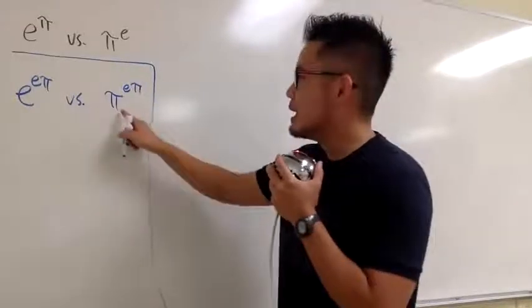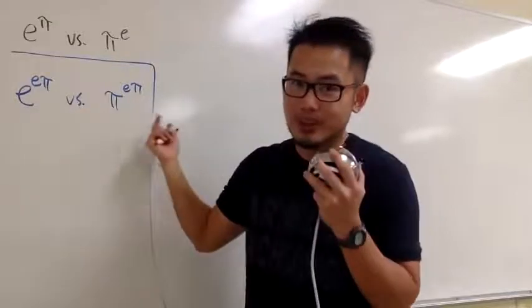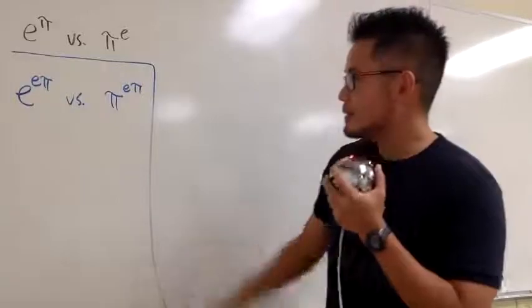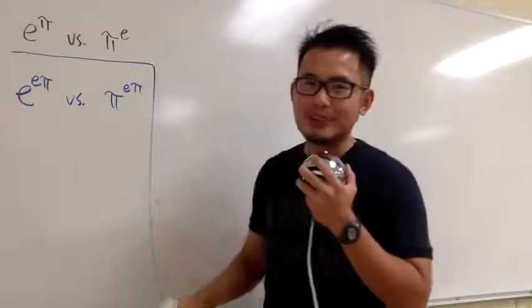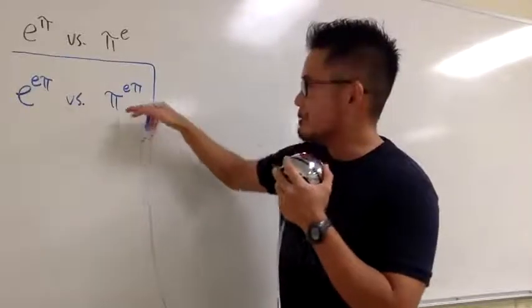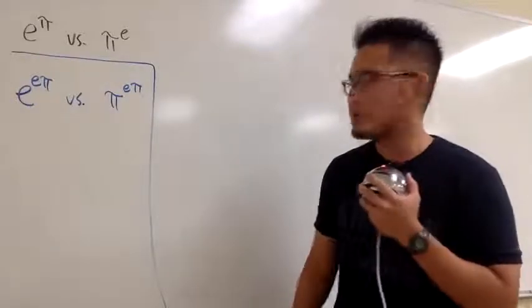Well, we know pi is bigger than e. So if this is the question, then we know the answer. This has to be bigger than that, right? So that's pretty easy. However, this is not the original question. I cannot just put this down, say, hey, we solved it, this is bigger, and move on with the next one. I cannot do that, right?